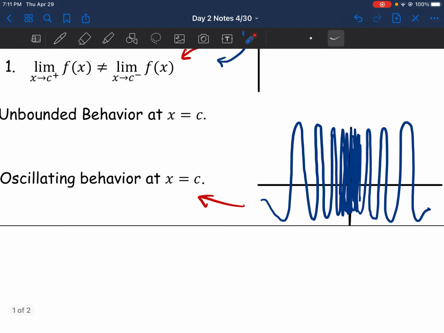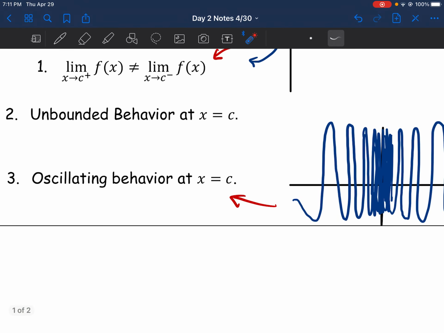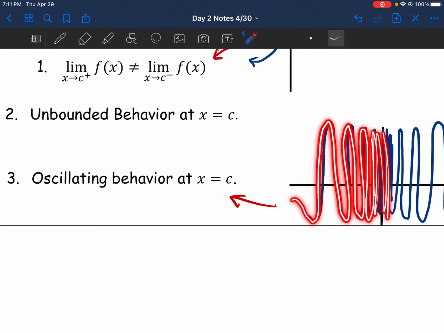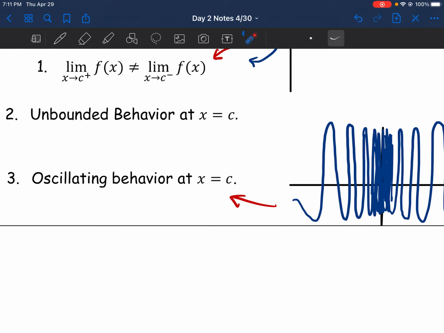Okay? And then the next way that a limit doesn't exist is if you have oscillating behavior at x equals c. So let's say again that this is x equals c. Well, as the x values get closer and closer to c, if we have this oscillating behavior, then we're going to have a limit that does not exist.